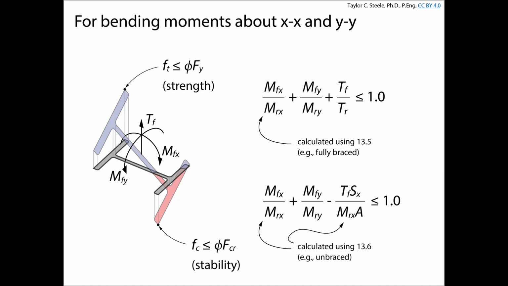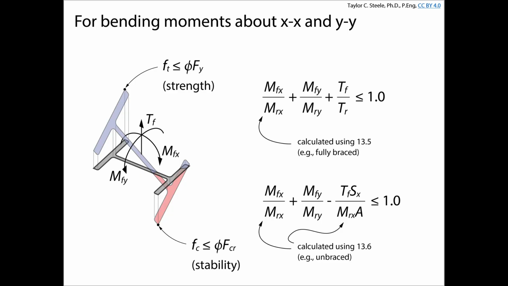We have MFX over MRX, where MRX is based on fully braced beams, and we have clause 13.5. Most importantly, for this equation, it's with a class 3 section, so MRX is phi SX FY here, phi SY FY here. We also have to check stability of the beam, right? So we've got lateral torsional buckling to consider. We've got a similar equation, the two moments added together. But it's important to remember that this MR is calculated using clause 13.6. It's the moment resistance that is associated with lateral torsional buckling.